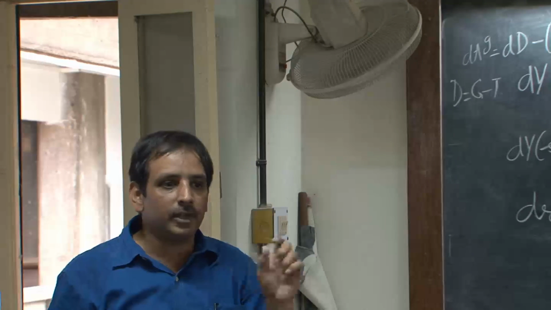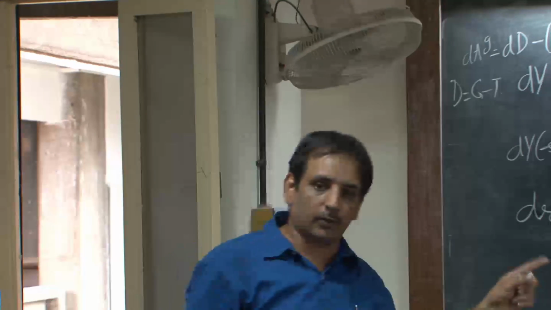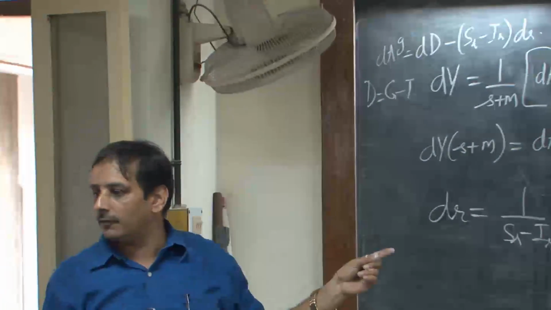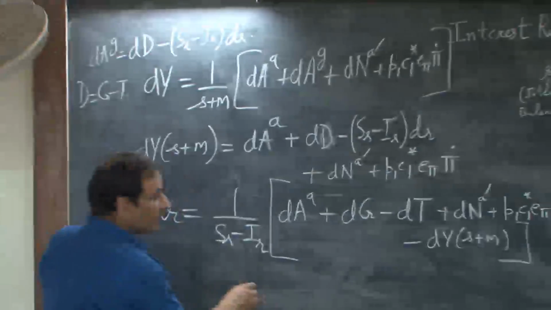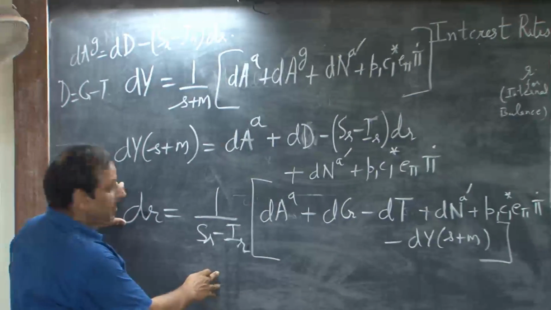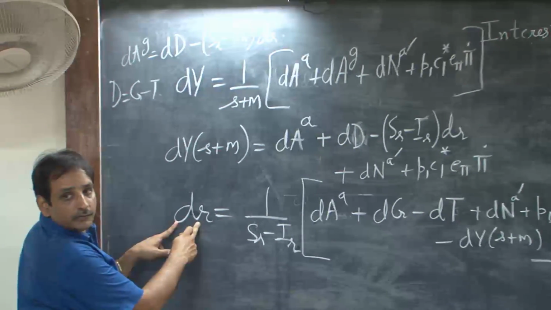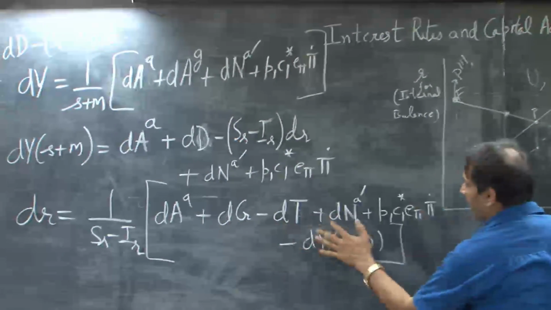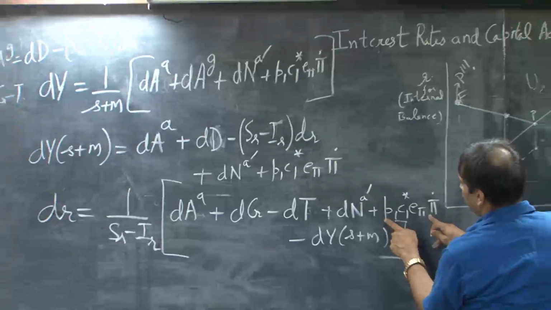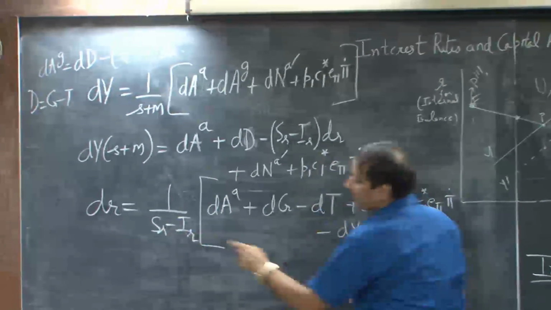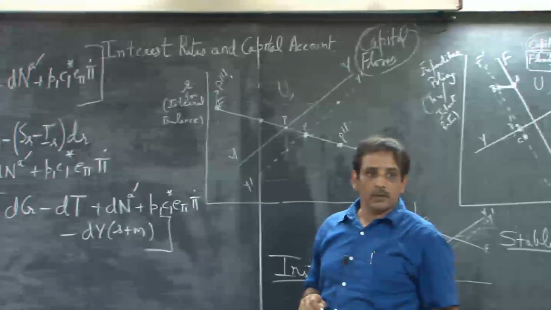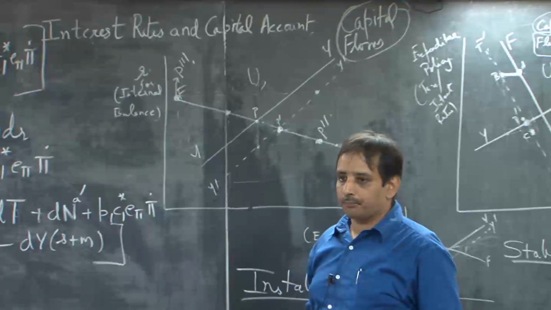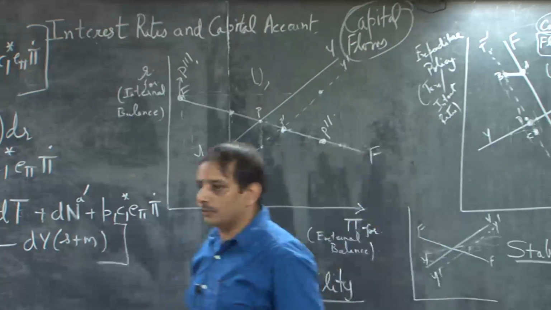But we still haven't answered how we'll compare the slope of this with the slope of the FF curve. This is the YY curve. The YY curve's equation is this. The only thing is that we have brought in the rate of interest on the left hand side, and on the right hand side all others are shift factors. This comes with a slope 1 upon SR minus IR. Now let's see the slope of the FF curve.